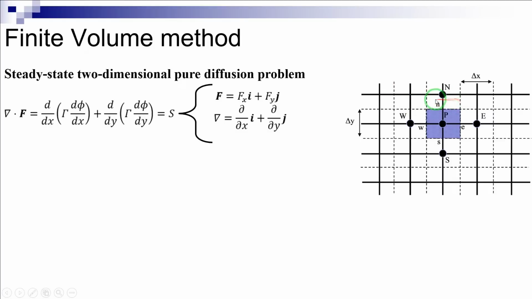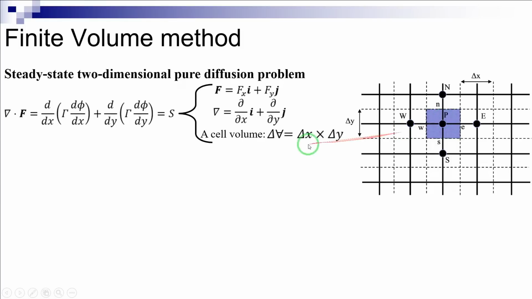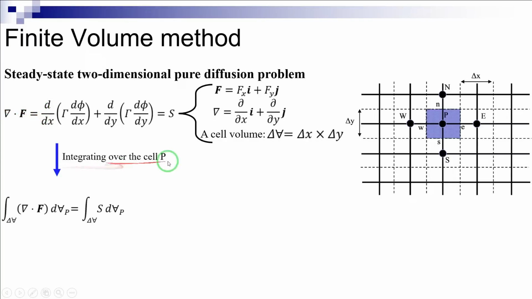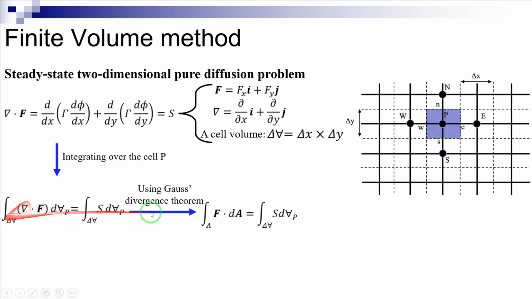Again, here our focus will be concentrated on the cell P and its neighboring control volume. Based on this figure, the volume of a cell is calculated using the following equation. This equation will be integrated over the cell P as shown here. Using Gauss divergence theorem, the volume integrals are transformed into integrals over the entire bounding surface of the control volume as shown here. Based on this figure, this integral equation can be written as follows.